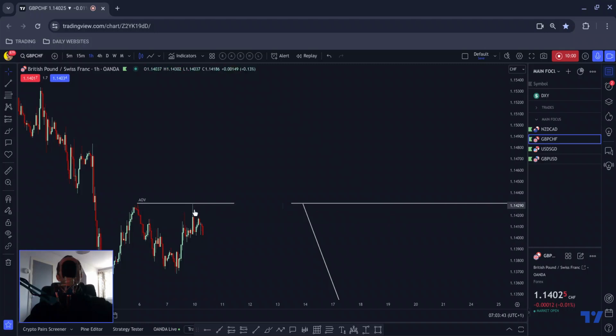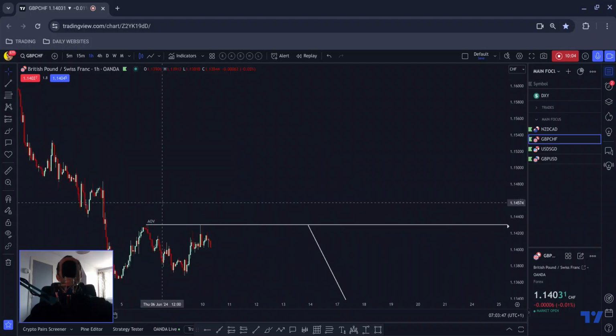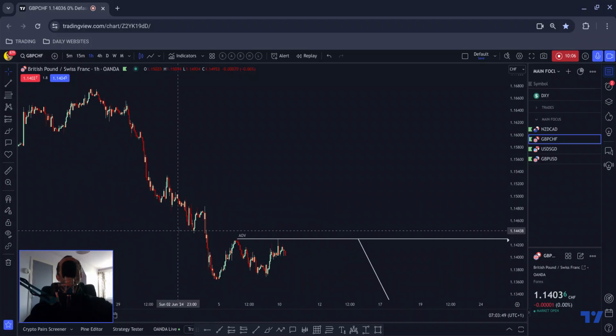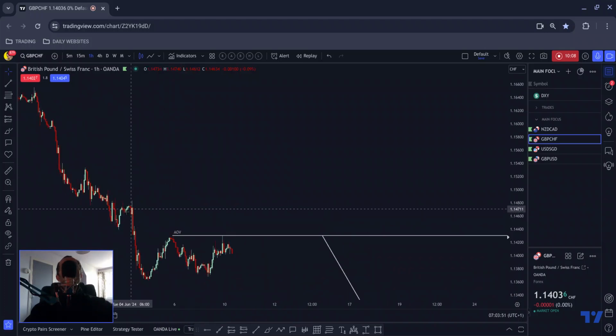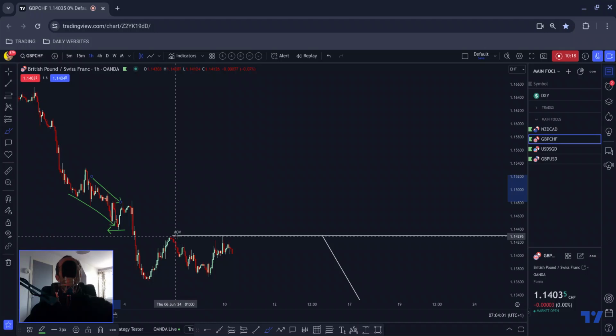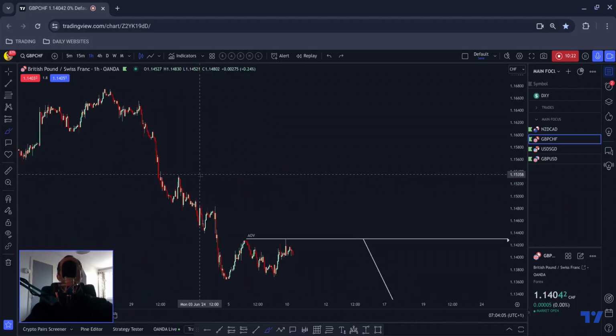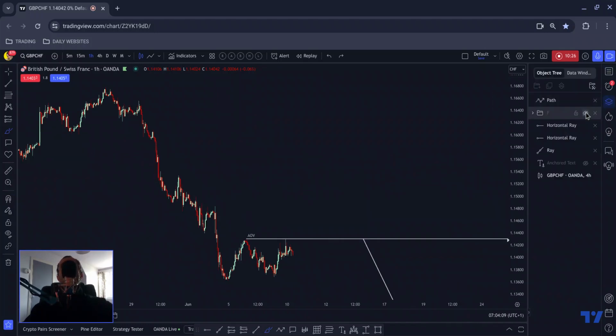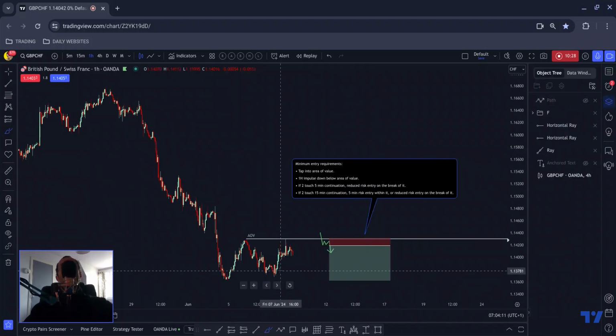Usually when we wick to an area, we come back up to and wick through it before moving to the downside. That makes contextual sense as well, because we may be coming back up to retest the back end of this running channel. So it wouldn't surprise me if we needed to break just above before the move to the downside continues.